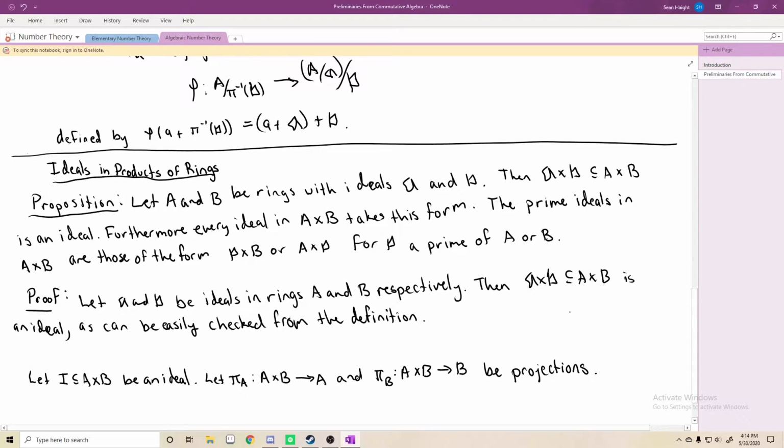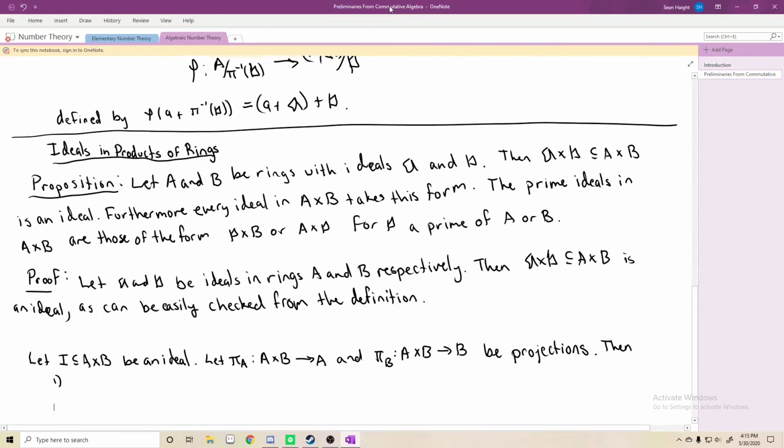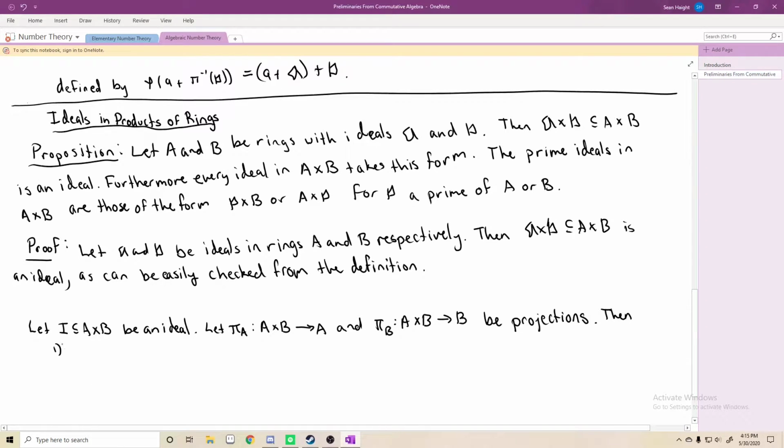Then there are two claims, neither of which I'm going to prove. They can be fairly easily checked using definitions. One is that π_A(I) and π_B(I) are ideals in A and B respectively.